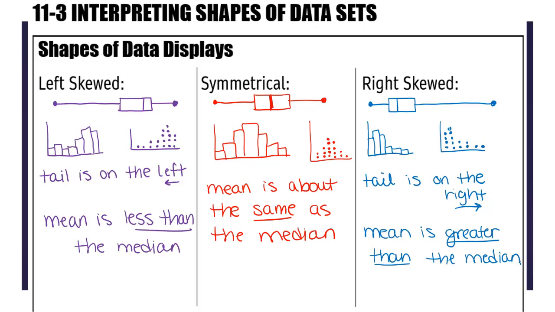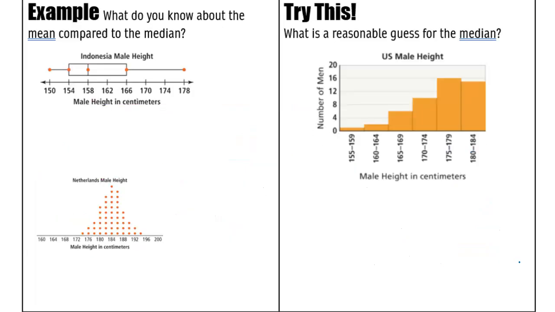Let's look at a couple examples down below in your notes, or one example and then one to try. Okay, what do you know about the mean compared to the median in these? So we have heights of males in both Indonesia and the Netherlands. And again, we know the median. I know the median in this example is 158, right? Because it's a box plot, so I can see that right here. Boom. Now, I don't know the mean. I don't have the data, so I can't calculate the mean. So if I were to make an estimate on this, I would want to know what is the shape of the graph, and then that would help me know about the mean.